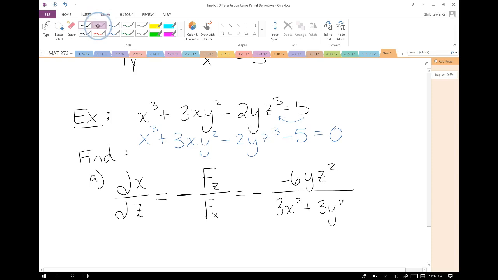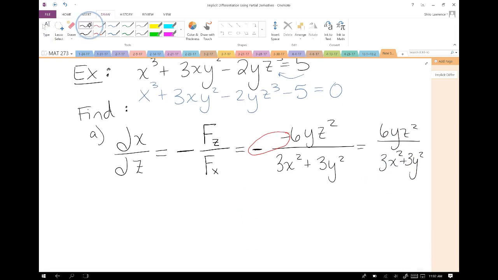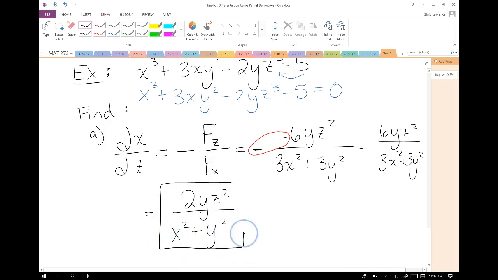And we can go ahead and simplify this a little bit because I've got a negative there. And they can combine and just make this 6yz squared over 3x squared plus 3y squared. Ooh, there's one more thing we can do. We can cancel a 3 from everything. And we can make this 2yz squared over x squared plus y squared. And that is our partial derivative of x with respect to z. And we get that just by negating and flipping and doing partial derivatives on the capital F function.